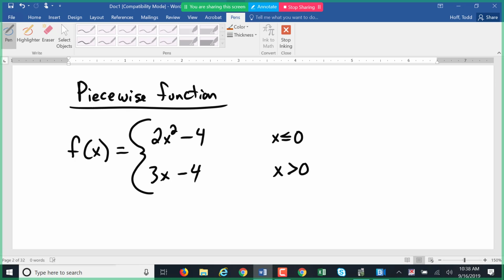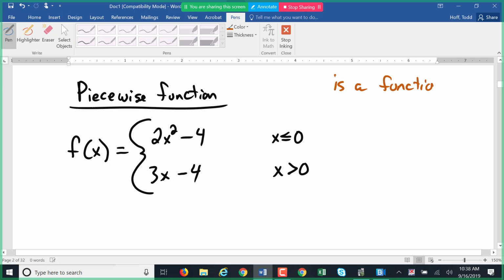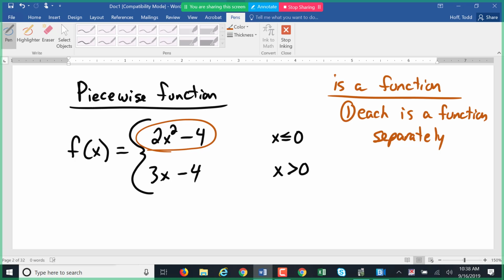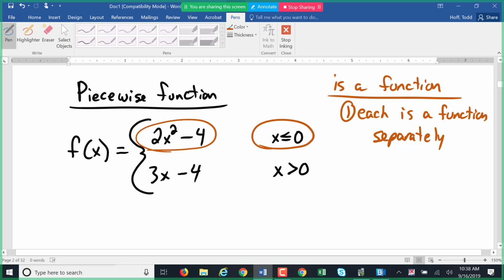A piecewise function, a piecewise relation, I should say, is a function on two conditions. Condition 1, each is a function separately. 2x minus 4 would be a function all on its own. We can actually restrict it further, even if it isn't a function on its whole domain. If we restrict its domain to x less than or equal to 0, would it be a function on that domain? And it definitely is. But 2x minus 4 is a function on its full domain from negative infinity to positive infinity. 3x minus 4 is also a function from negative infinity to positive infinity. So we don't even have to worry about the restriction on its domain.